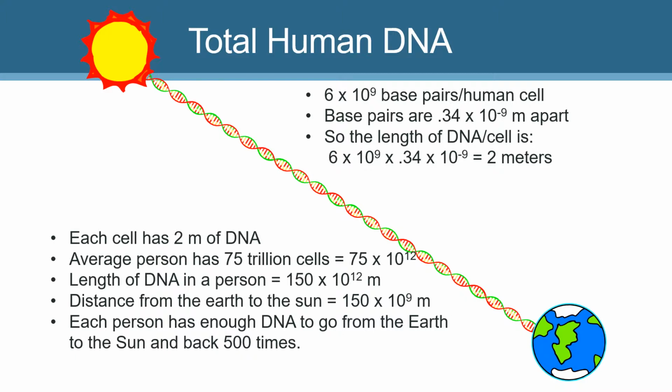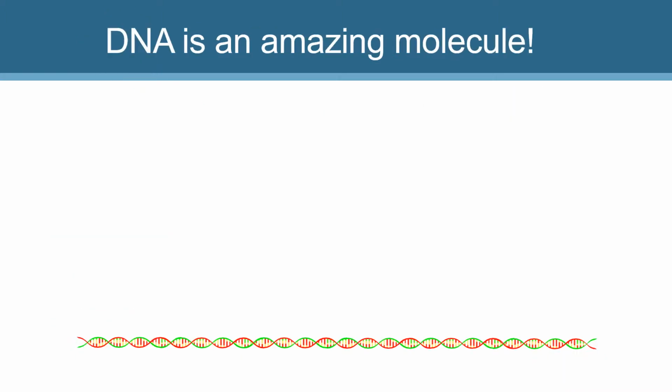To give you some perspective, the distance from the Earth to the Sun is about 150 billion meters. So every person has enough DNA to go from the Earth to the Sun and back 500 times. DNA is truly an amazing molecule.